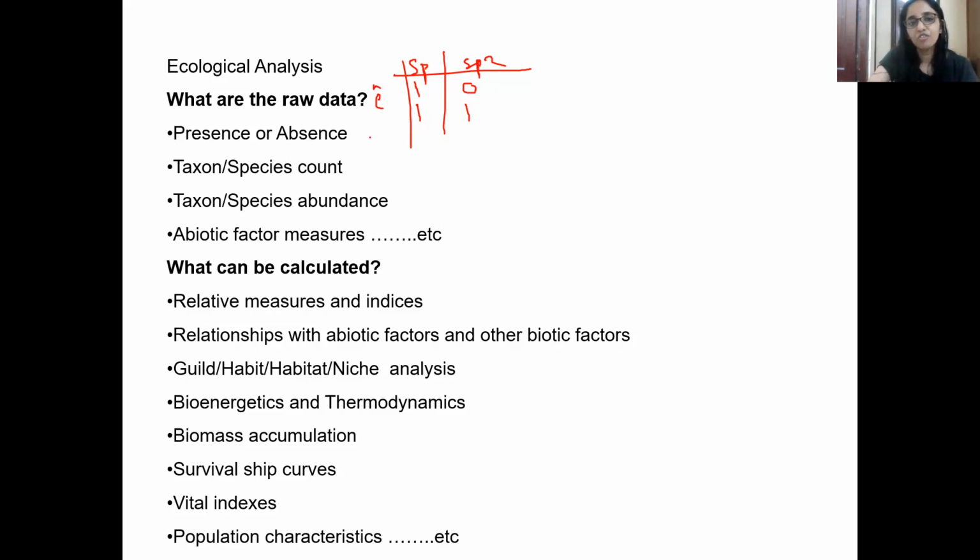The same applies in the case of abiotic factors also. Whether sunlight is present or absent. Whether there is rain, present or absent. So this type of raw data can form the basis of various ecological analyses. Here we are only talking about presence or absence, and this can be indicated in numbers as 1 and 0, where 1 is presence and 0 is absence. The second level of raw data which you look into could be taxon or species count.